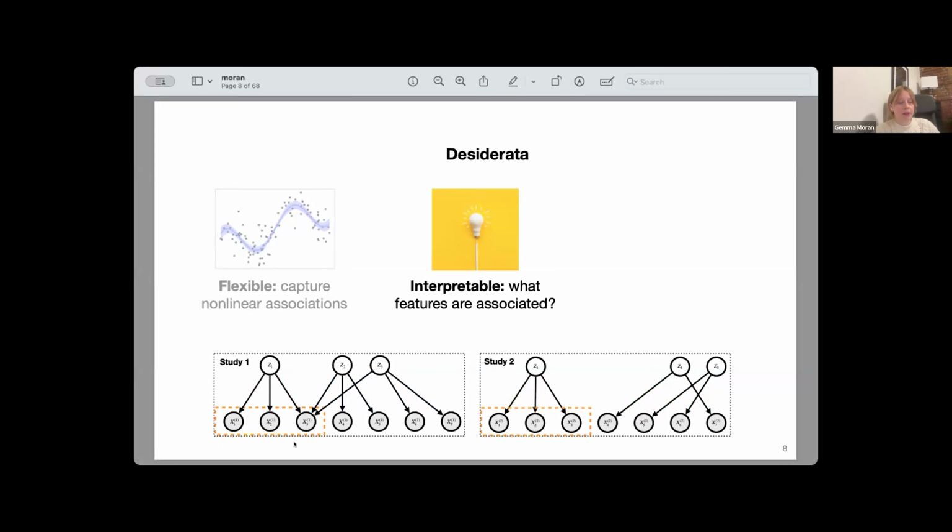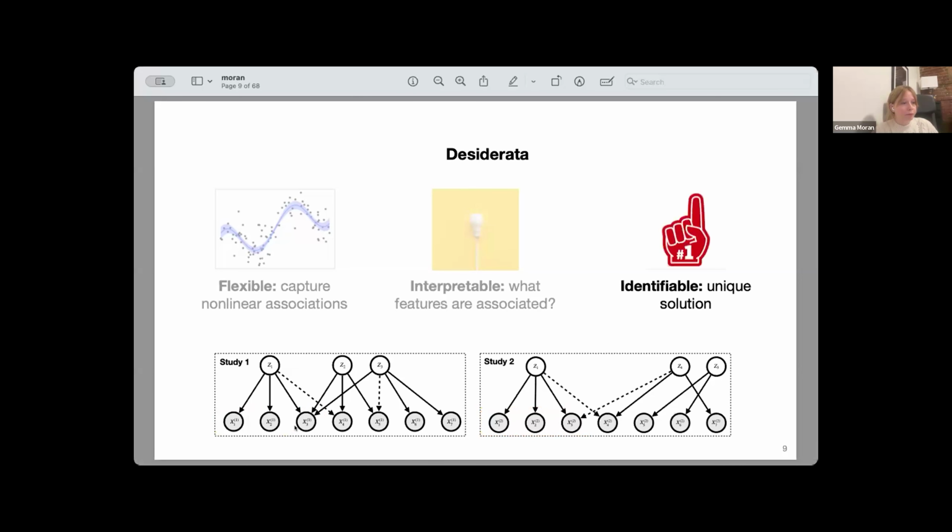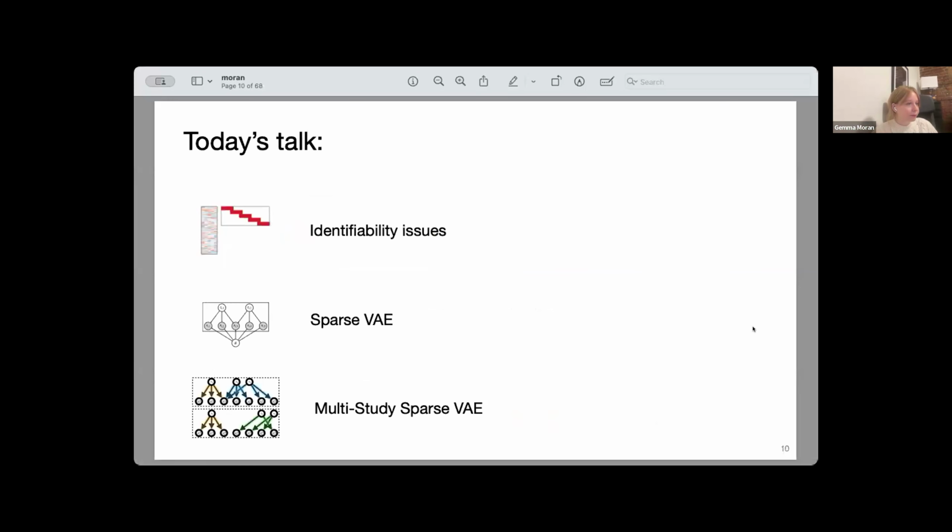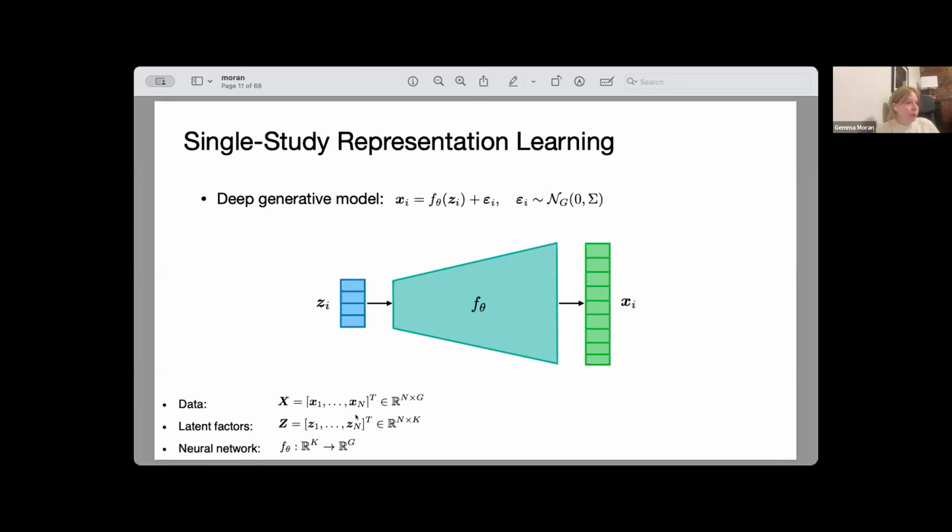So our desiderata for our methods, we want to be flexible in that we want to be able to capture potentially nonlinear associations from this latent space to our observed data space. We also want to retain some measure of interpretability as well, though. And interpretability in this context means what genes are associated with the same latent factor of variation. And that way we can understand, for instance, this first latent factor here, if we know that these three genes are associated with this factor, then we can describe this factor based on these patterns and the selected genes here.